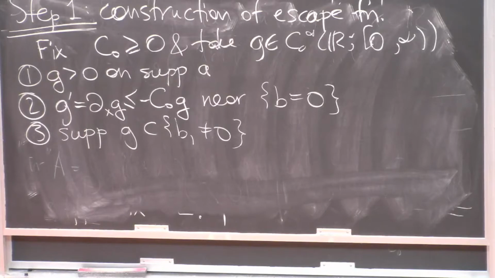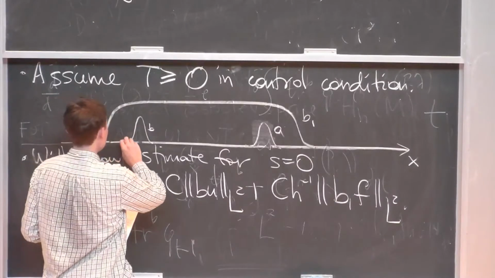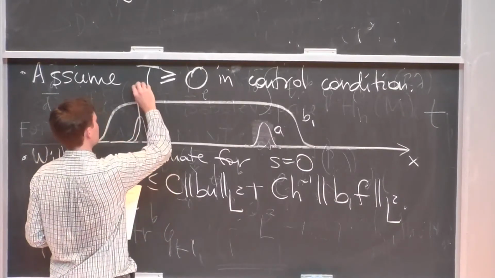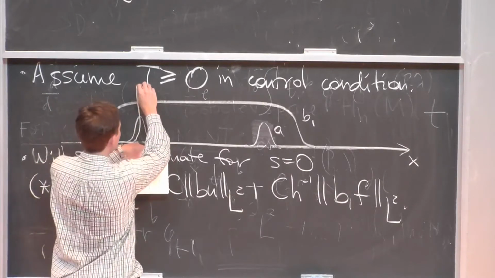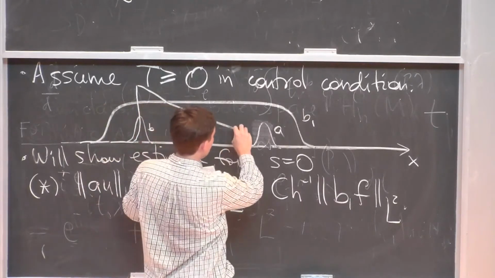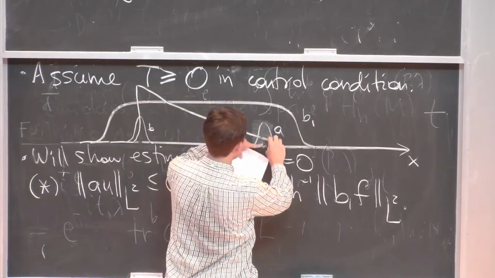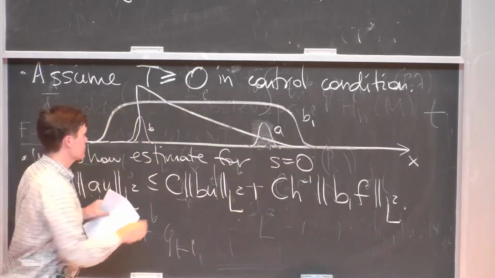So what we do is the following. This function has to start at zero, and it has to stay zero until you hit B. And then it can do whatever it wants. So I'm going to make it grow a lot. And then once it leaves the support of B, it has to decay. And it still has to be positive on the support of A, and then it has to touch down here so that the support is inside B1. So that's my G.